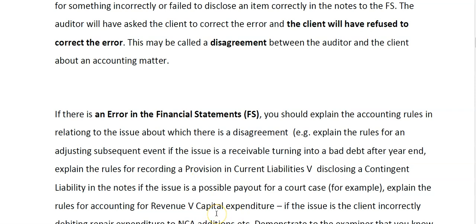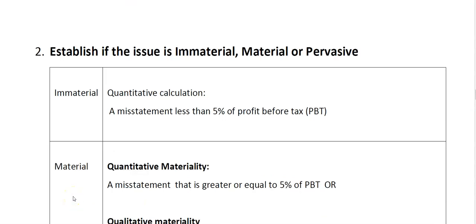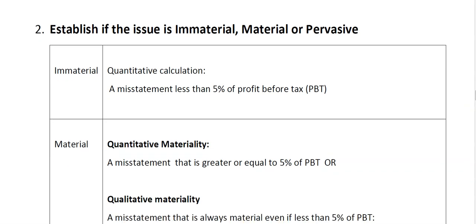And if the issue was capital versus revenue, you'd have to go through and explain that accounting issue. What I'm saying is, you demonstrate to the examiner that you know the accounting rule for the issue. We're going to skip the limitations and the possible errors, and just go through the errors first. So the next stage: we know there's an error in the accounts, we know there's an accounting issue, so the client has done something wrong in the financial statements. Then, is the issue immaterial, material, or pervasive?